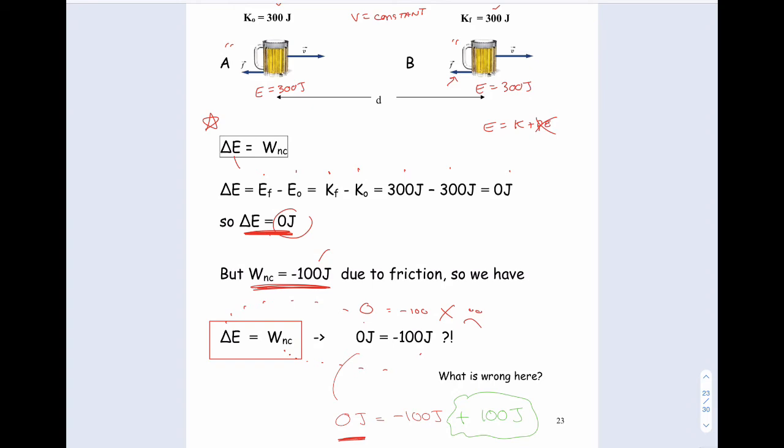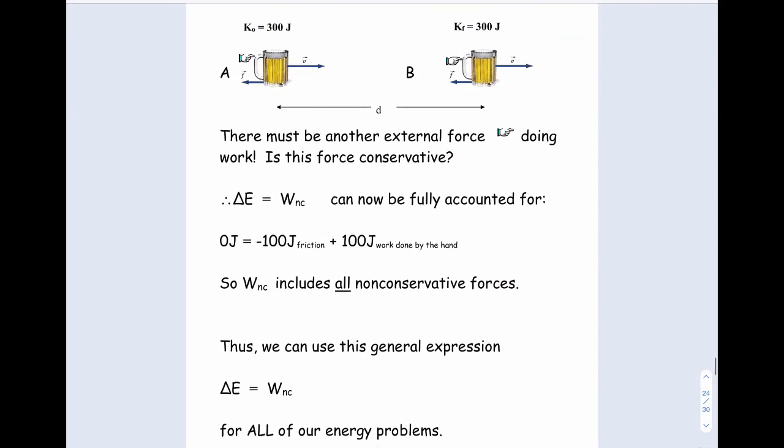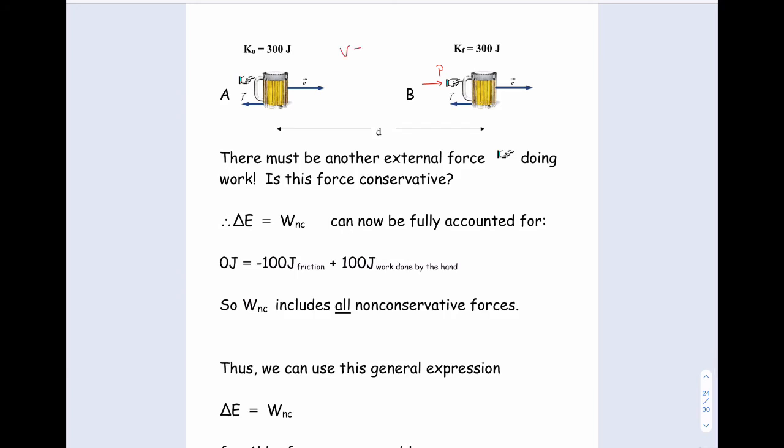So I have 0 joules, energy didn't change, I have 0 joules here. Friction did minus 100 joules of work, so the only way to make the left side equal to the right side is I'd have to add 100 joules of energy. So where did 100 joules of energy come from? What's missing in the picture? I have the same picture, so what explains it is I actually have some external force, your hand force, pushing on the cup to keep it moving. Because remember, v is constant.